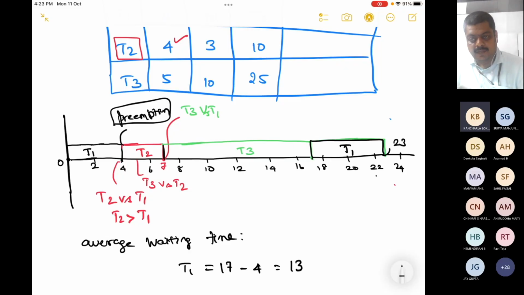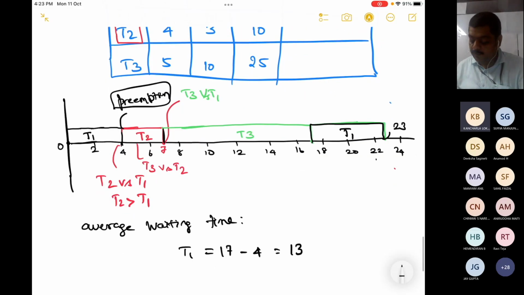That is not waiting time, it is running time. It got the CPU again only at 17, and after 17 it is running. Running time we don't calculate, only the waiting time. So from 4 to 17 it was waiting, totally 13 time units.